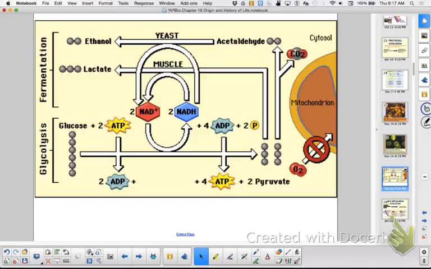Remember? You only get it from here. So it would get you 2 ATP. Do you think you could be a multicellular organism only getting 2 ATP from a glucose molecule? No. So we're talking unicellular.